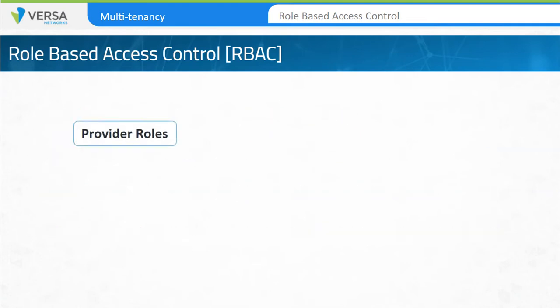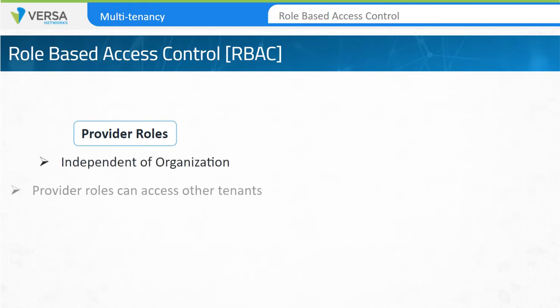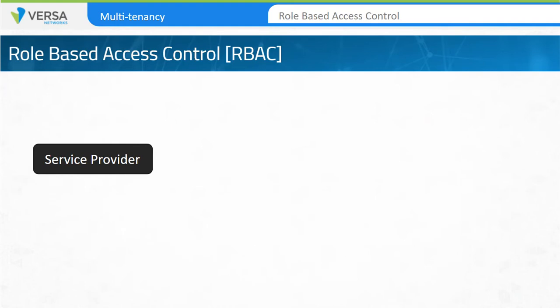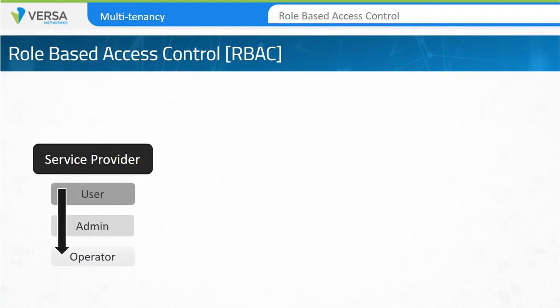Provider roles. Provider roles are independent of the organization and tenant. Provider-based roles can access other tenant information. Tenant roles. Tenant roles are specific to the tenant and have access to tenant-specific information only. A service provider may have multiple user roles defined to perform various tasks, such as a standard user, an admin, and an operator. The service provider may also have multiple tenants, as in the example.